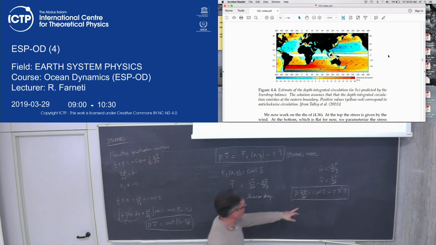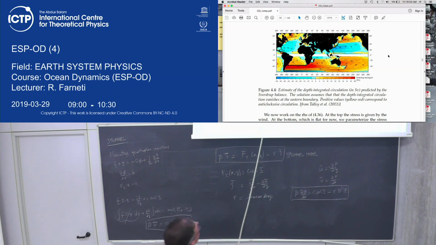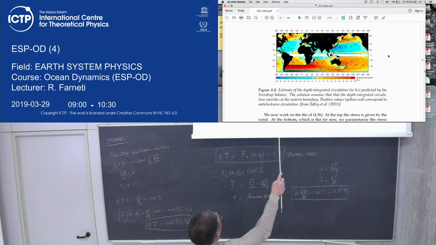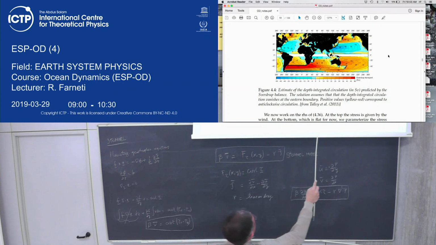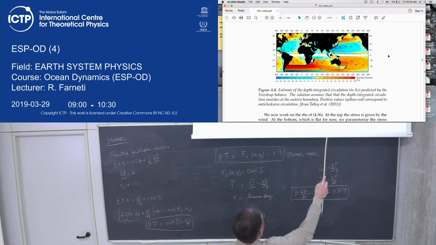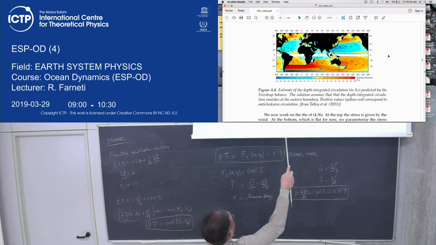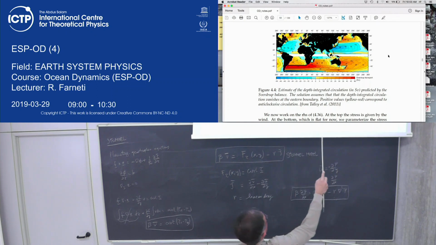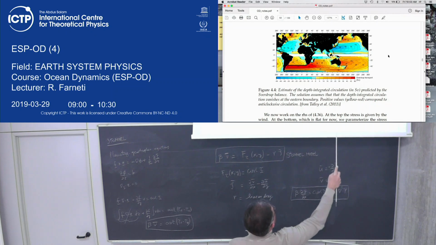You have to integrate this differential equation. So you start with psi equals 0 at the east, and you start integrating towards the west. Positive values, yellow and red, are anti-clockwise. So green values are clockwise. So this is telling you that the circulation is going like this, and it's going like this, right? And here is going anti-clockwise and anti-clockwise, right?